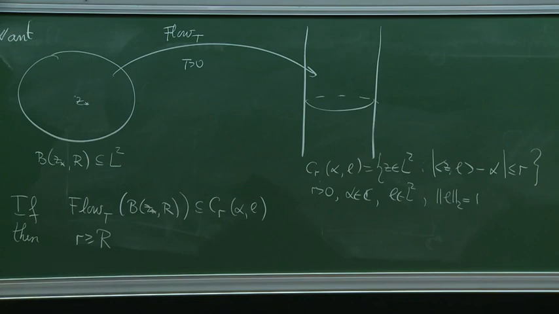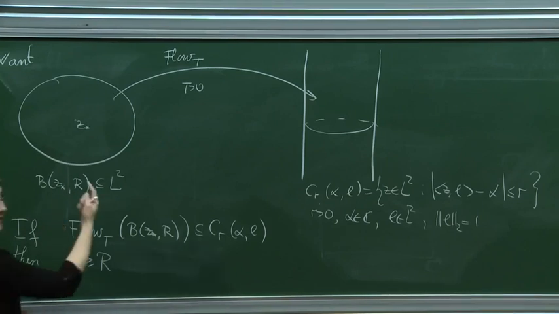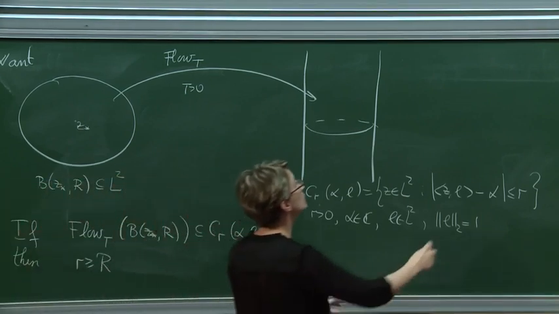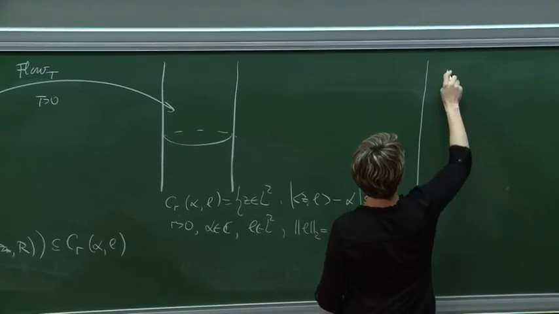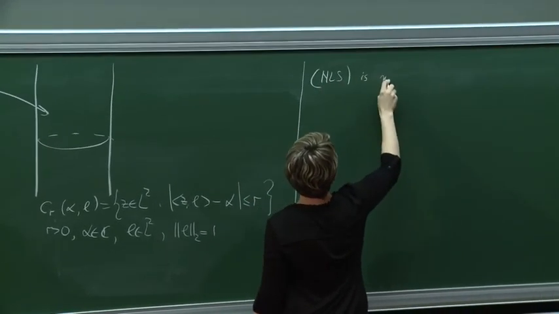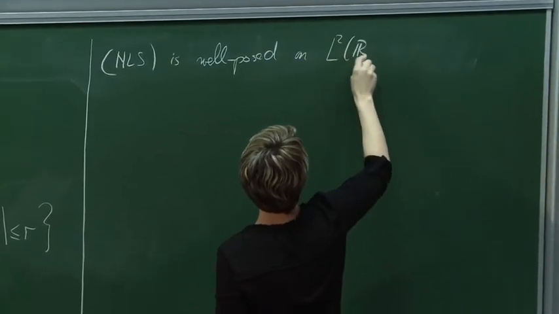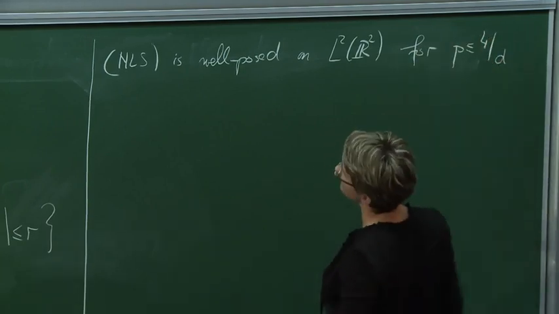Now, we see that even by stating the problem, we immediately uncover an issue that needs addressing. Namely, what are we doing? We want to say that for all initial data in this ball, we can define the flow up to time T. And this was just some arbitrary ball, so the question arises, when is NLS well posed on L2? Well, nowadays we know the answer to that question very, very well. So NLS is well posed on L2 of R^d precisely when p is more or equal than 4 over the dimension d.